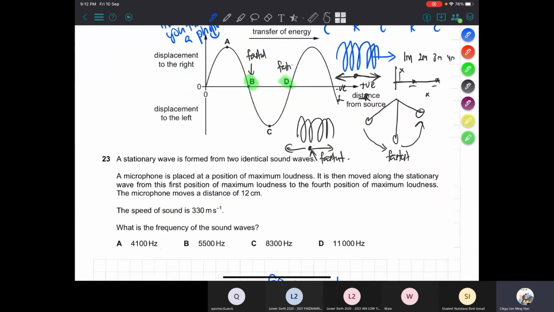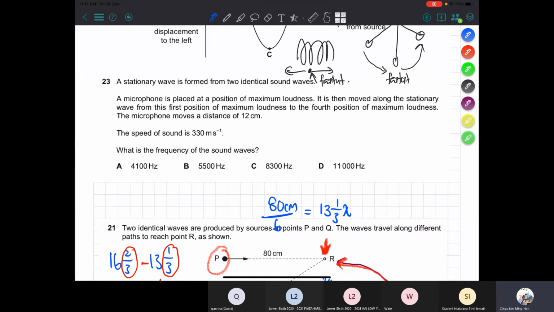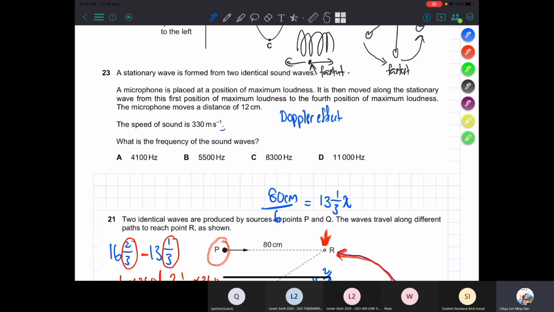Let me erase this one first. Alright, never mind. Last one for today. So look at this one, it is about the Doppler effect. I think it's a Doppler effect because I see the frequency of sound. So let's see how do we answer this.